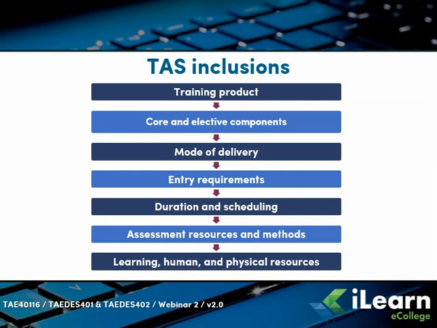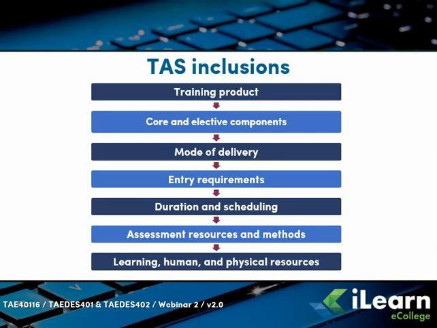Alright, so what you're seeing here are some examples of what an RTO should include within the TAS as a minimum. Okay, this isn't an exhaustive list, there's still a lot more that needs to be put on, but this makes up the majority of the TAS. And as these are the key components, we're going to talk a little bit more about each of these.